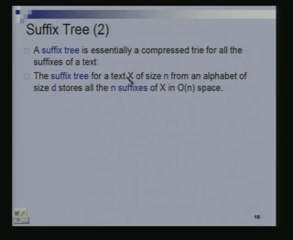So suffix tree for a text X of size n from an alphabet of size D stores all the n suffixes of X in order n. D लिख सकता हूँ मैं यहाँ, D constant assume कर रहा हूँ तो order n space में लिखा है, ठीक है. D is typically small, right? So it doesn't require too much space.